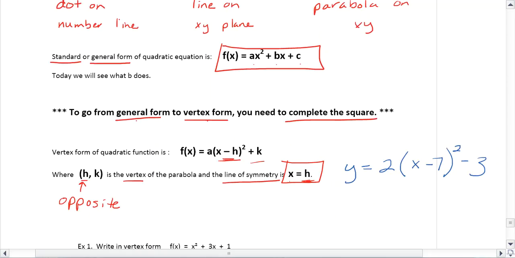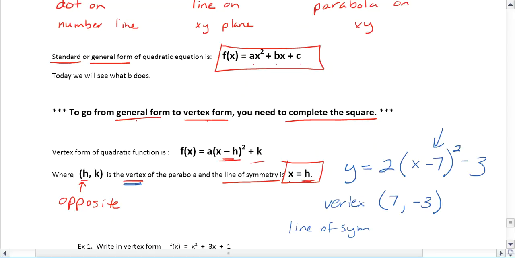If we had this equation, y equals 2 times the quantity x minus 7 squared minus 3. If this is our vertex form, and we are asked to state the vertex, we look inside here for our HK. The H here is negative 7. That means the parabola is moving in the positive direction. So the vertex would have an x-coordinate of positive 7. This negative 3 does move the parabola down, so the vertex would go down 3. So that's the vertex. And then the line of symmetry, we need to find that equation.